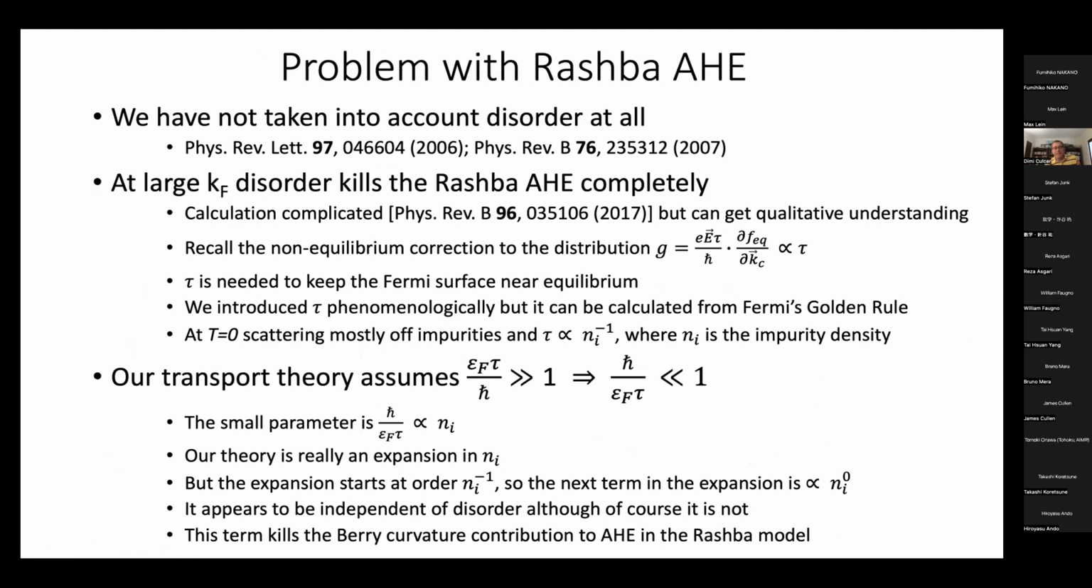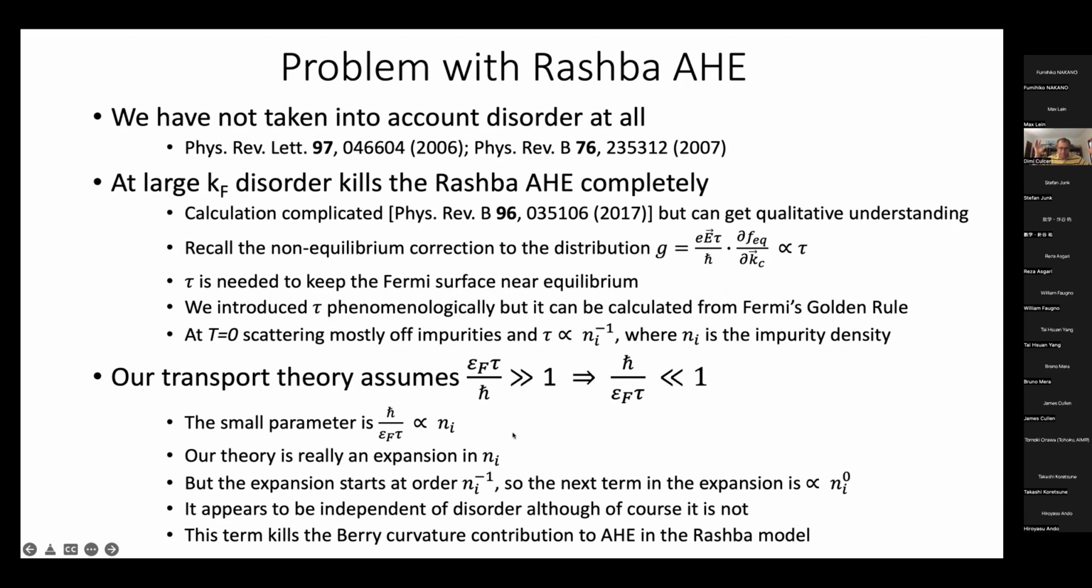I'm going to tell you fundamentally what the problem is, and this is going to be more obvious when we move on to the density matrix side of things. All transport theories assume that there is this large parameter E_F tau over h bar, that is, k_F l, where l is the mean free path, which is much larger than 1. That means that 1 over this parameter, 1 over k_F l or h bar over E_F tau, is much smaller than 1. This is our small parameter, in terms of which we formulate our expansion. Our theory is really an expansion in this small parameter.